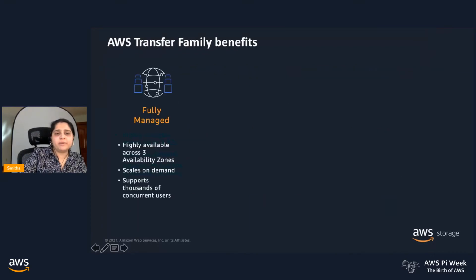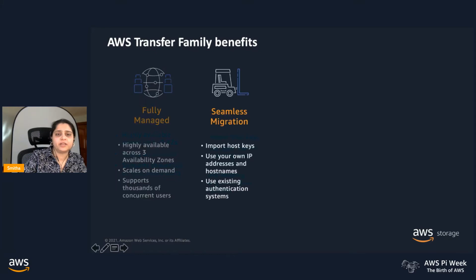Keying into some of the benefits that I spoke about in the previous slide, the service is highly available across 3 availability zones and scales on demand to meet your needs in real time. The service can support thousands of concurrent users of yours. As I mentioned, seamless migration is a key part of what we do, where you can import your own host keys or TLS certificates, bring your own IP addresses. Basically, the idea is the identity of your file transfer endpoints remains the same even after you migrate.